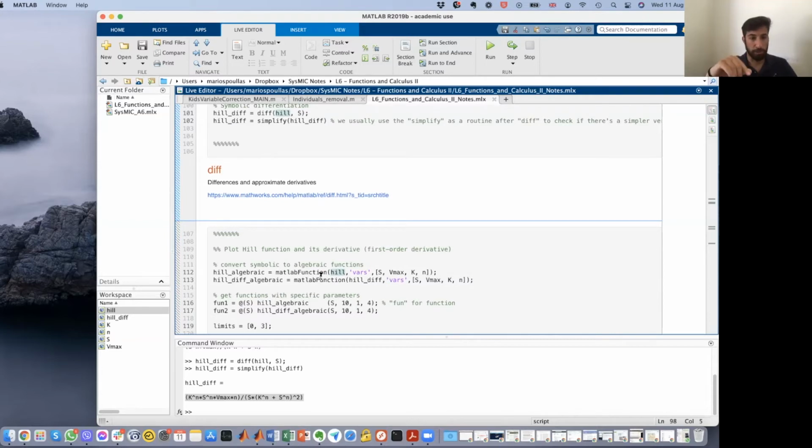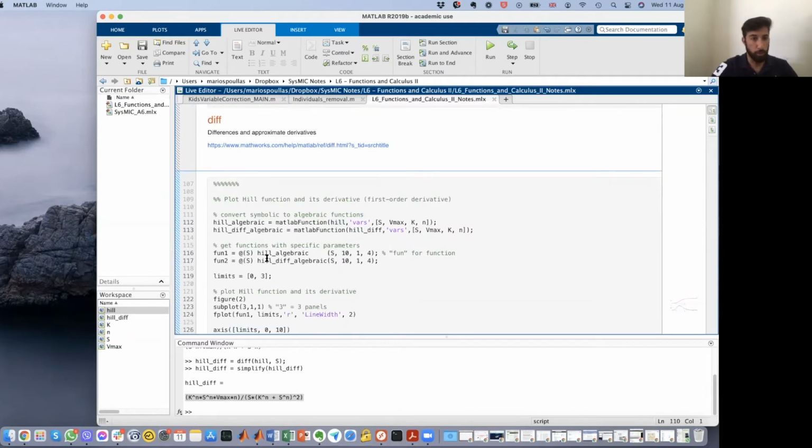Then I'm gonna explain what's the connection between the two. What's the first order derivative compared to the function in its original form? We are gonna come back to this in a second. So in order to plot it, we first need to convert the symbolic into an algebraic function. That's what we did in the previous lecture as well. So you should be familiar with the MATLAB function here.